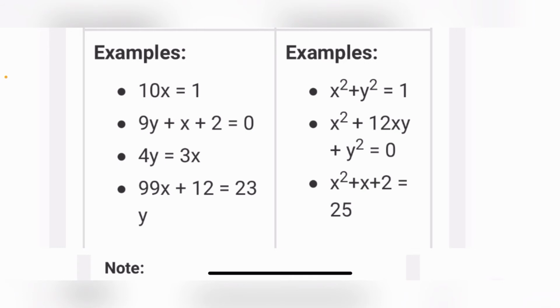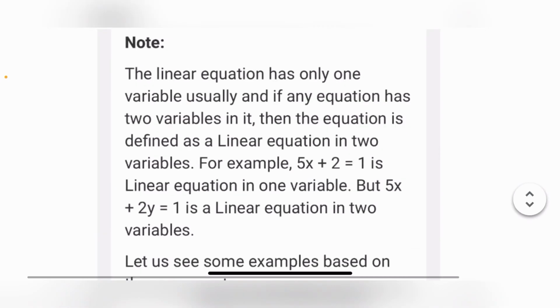Three examples for non-linear equations, and all of them have second degree. X squared plus y squared equals 1. X squared plus 12xy plus y squared equals 0. X squared plus x plus 2 equals 25. Note, the linear equation has only one variable, usually.